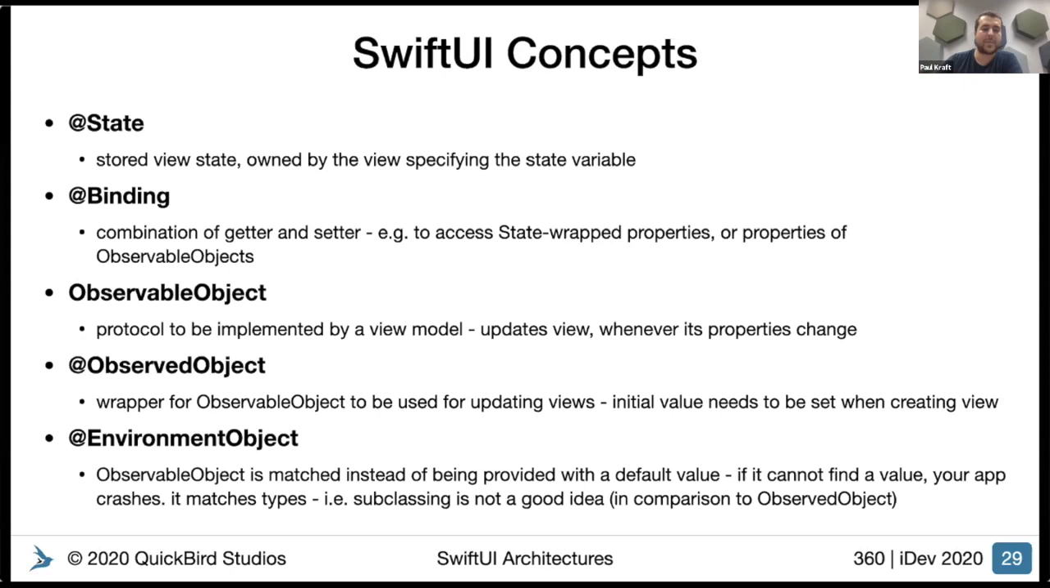Besides observed object, there's also environment object, but essentially those two don't differ that much because observed object and environment object can be used in the same cases. But in the environment object case, the class is actually extracted from the environment, and in the other case, it's stated in the initializer of that view. So in one case, you just extract it from the environment, and you don't need your parent to know about that dependency that you have. And in the other case, you specifically say, give me that observable object.